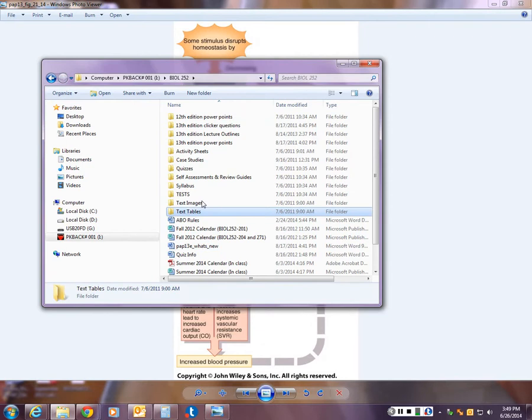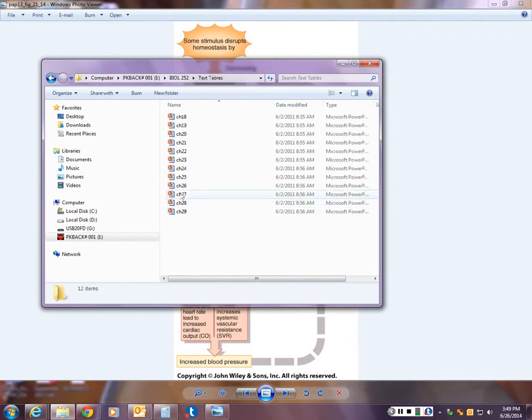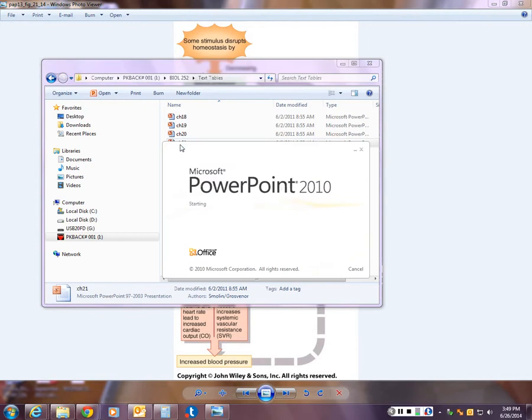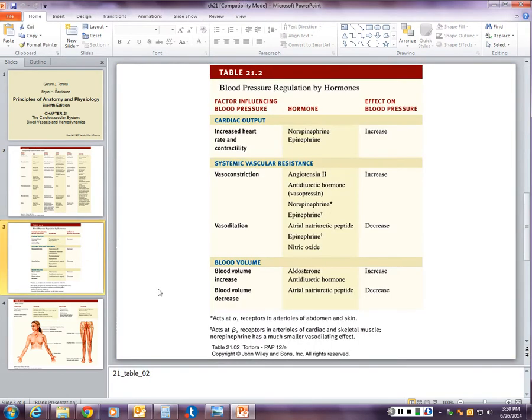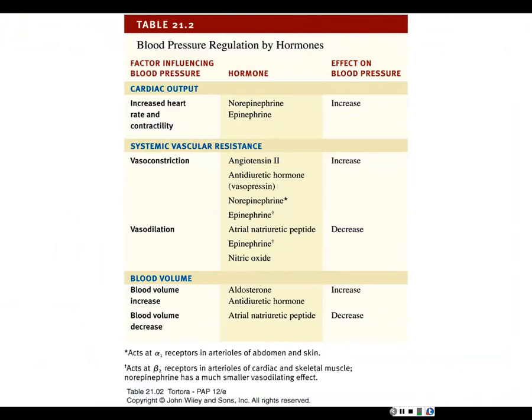And that is going to be a file of text tables. And using this table, we're going to begin to discuss the hormonal influences over blood pressure. The emphasis here should be on the hormones that are influencing blood pressure and what effect they have overall on blood pressure. So as you take a look here, we're at table 21.2.